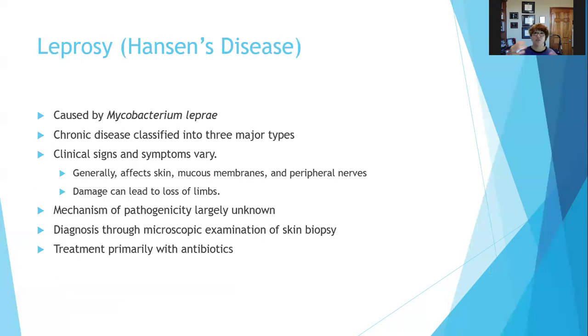Leprosy, also known as Hansen's disease, is caused by a bacterium, Mycobacterium leprae. The chronic disease, and leprosy's been around forever, right? But they didn't know what caused it for a long time. Chronic disease is classified into three major types. The clinical signs and symptoms vary, but it usually affects the skin, the mucous membranes, and peripheral nerves. And damage of the peripheral nerves can lead to loss of limbs.